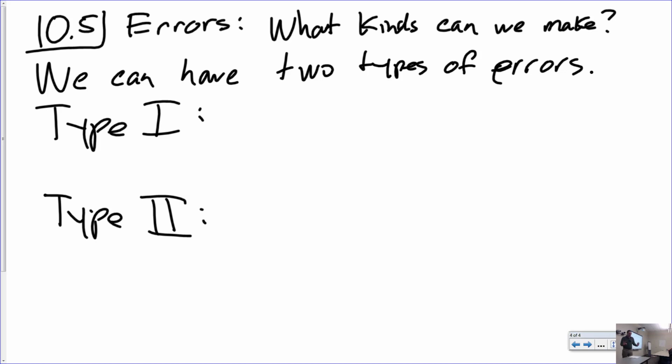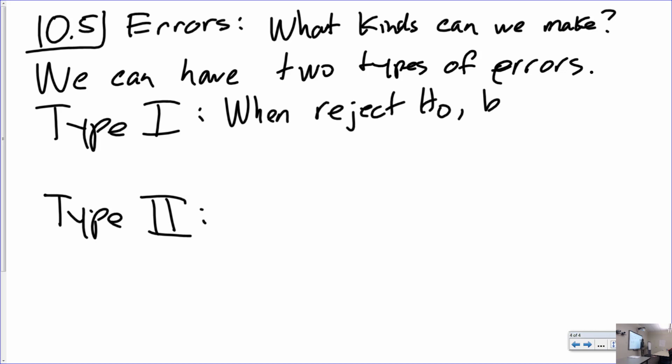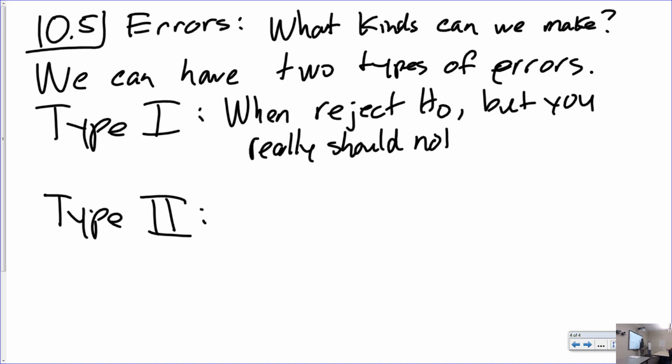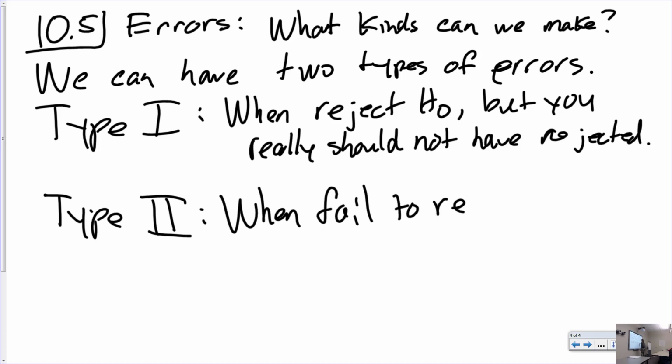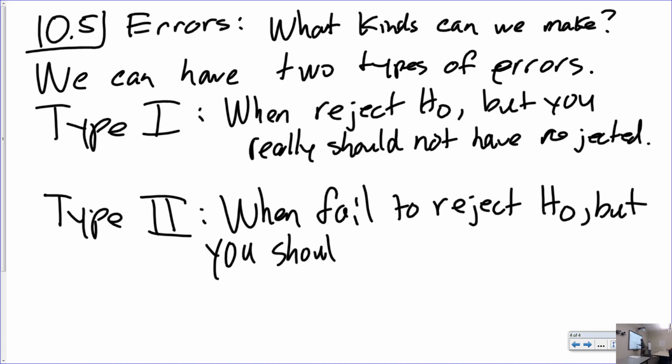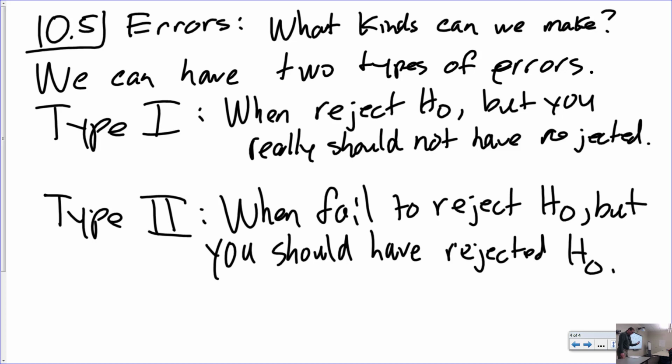Well, I mean, again, whatever. But the fact remains that there are type 1 and type 2. Okay, so a type 1 error is when you reject the null hypothesis, but you really should not have rejected. That's a type 1 error. And the type 2 error is the other way around. When you fail to reject the null hypothesis, but you should have rejected H null. Type 1 and type 2.